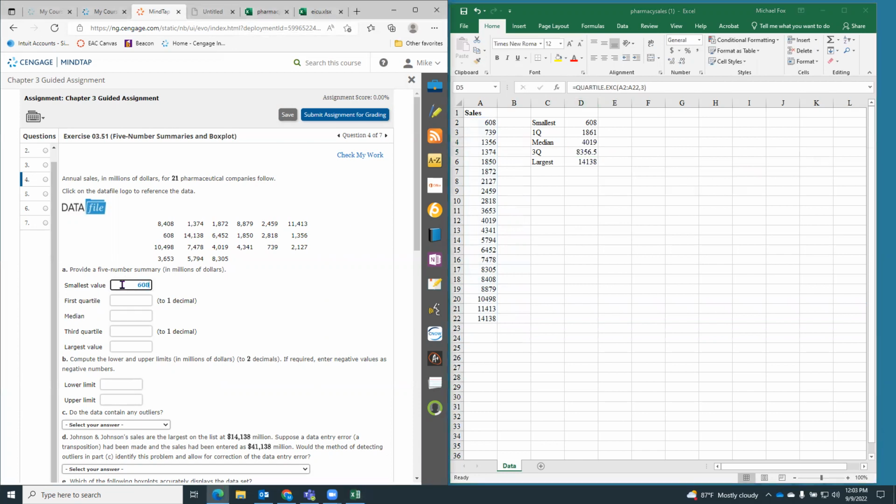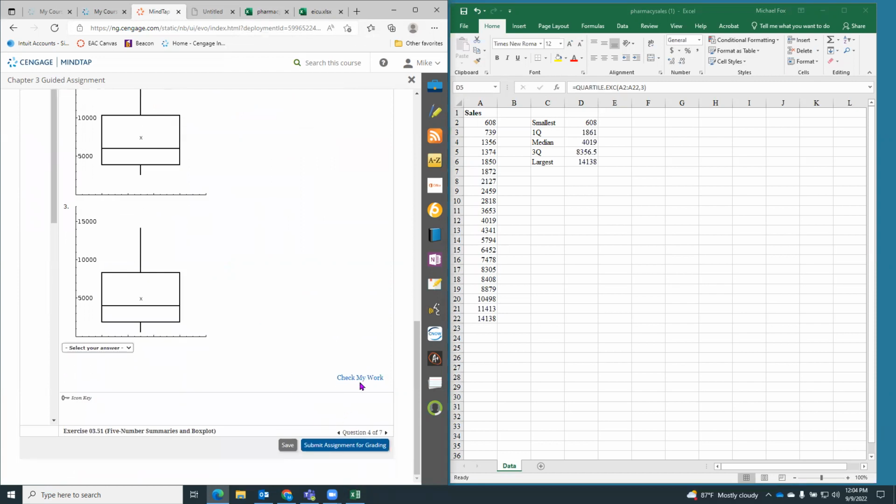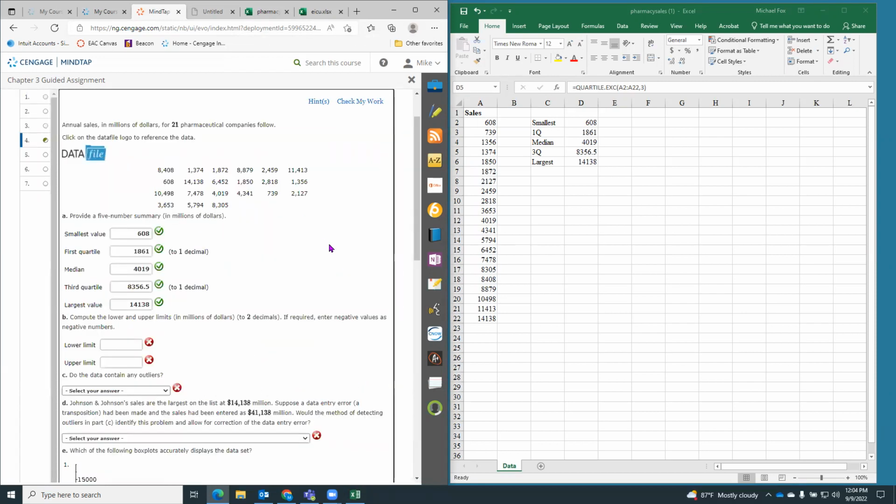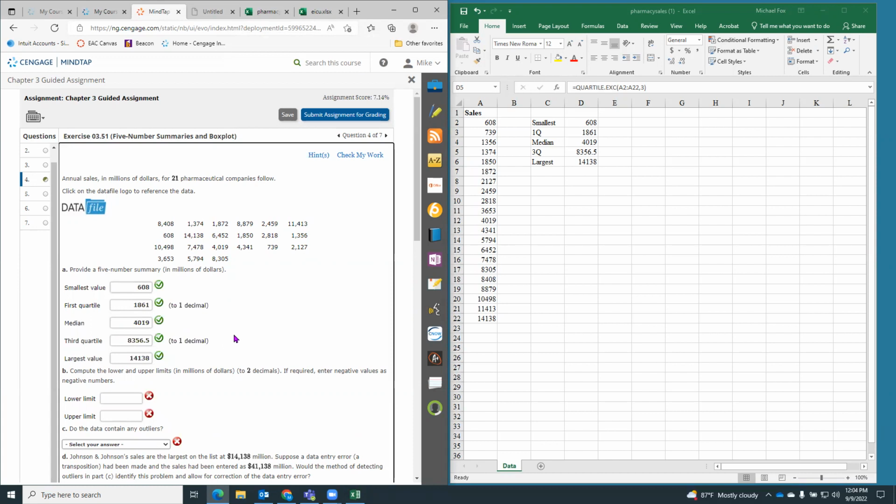Smallest value is 608. First quartile is 1861. The median is 4019. Third quartile, 8356.5. And the largest is 14,138. So we could check if we want to. See, yep, that was right.